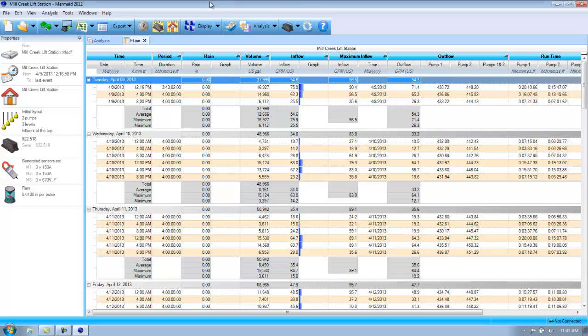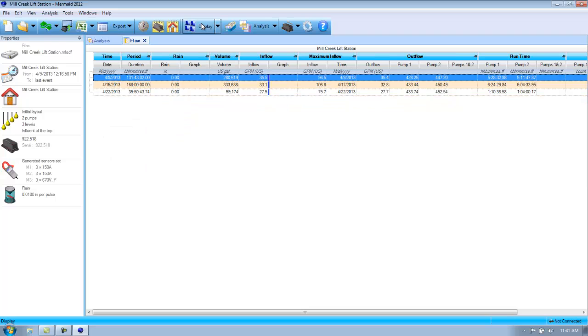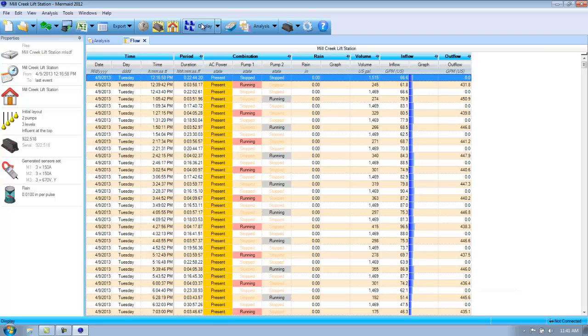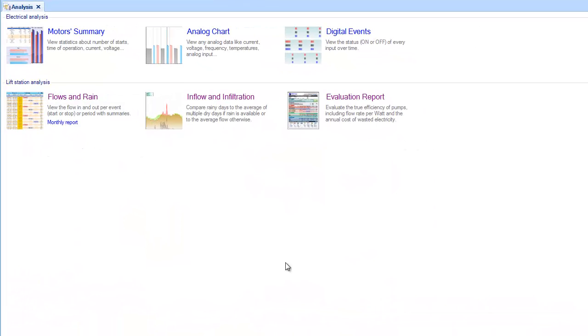Also, once you change your display, you can actually click on display several times and it will go through. Now it's daily, then weekly, monthly, and then back to the original screen that we went to. That's the 3 lift station analysis screen.